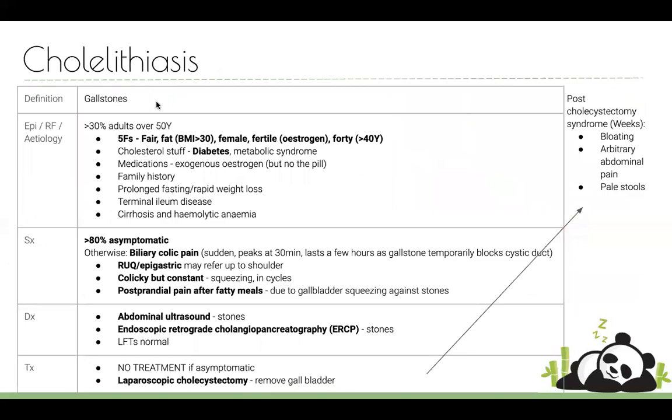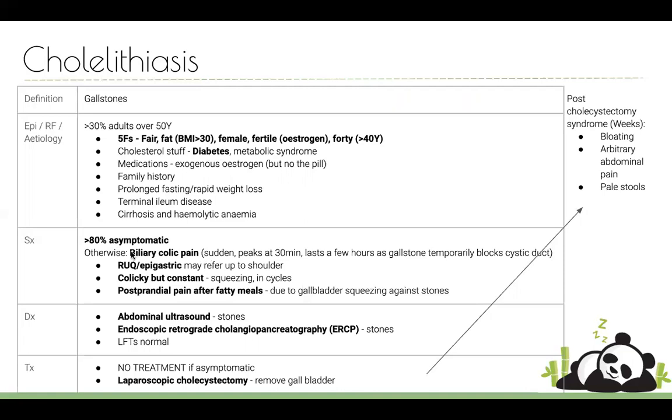Cholelithiasis. So remember, these are gallstones. The main risk factors to know are the 5 Fs. So fair, fat, female, fertile, 40. I like to remember fertile also is related to estrogen, and that's why it's related to exogenous estrogen. Apparently not the pill though. And diabetes is also a big risk factor.